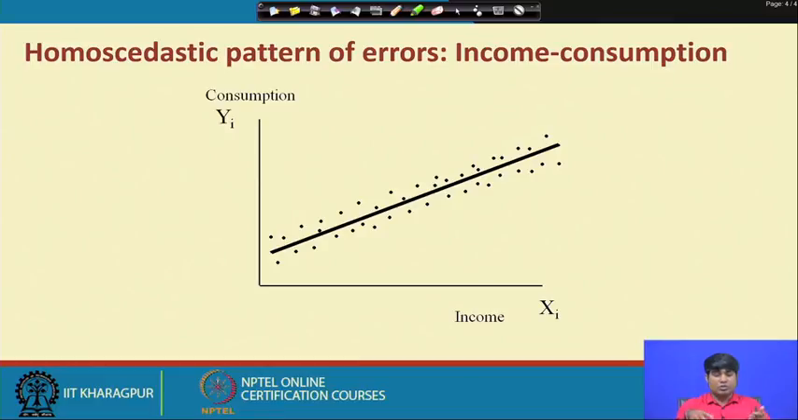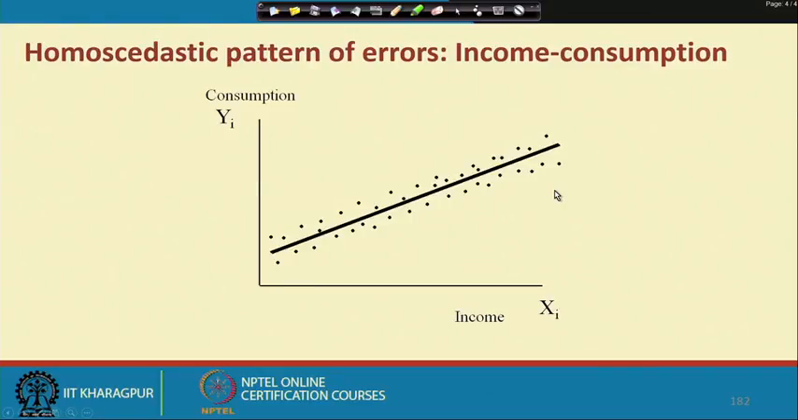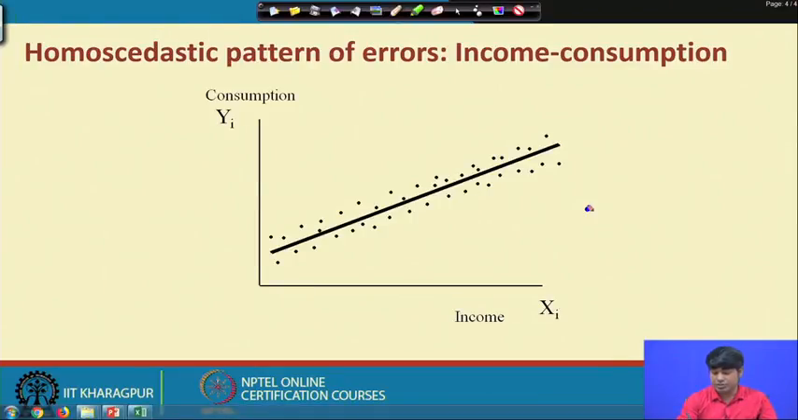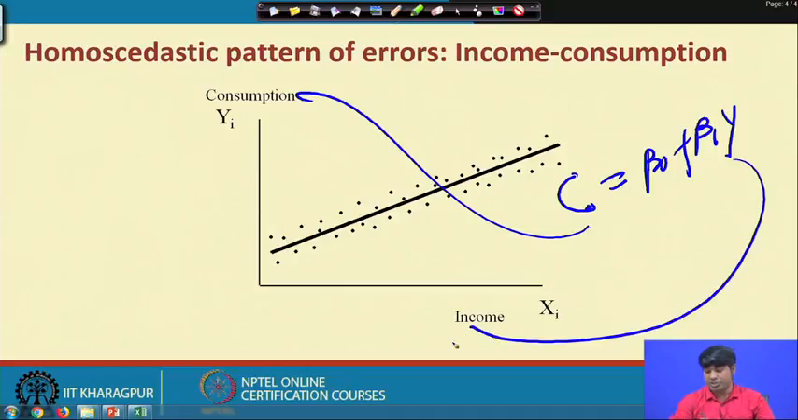Let's say there are two variables, income and consumption, and that's a macroeconomics problem. Here consumption absolutely depends upon income. So, C equals beta 0 plus beta 1 y, where C stands for consumption and y stands for income, and we have, as usual, the error term.